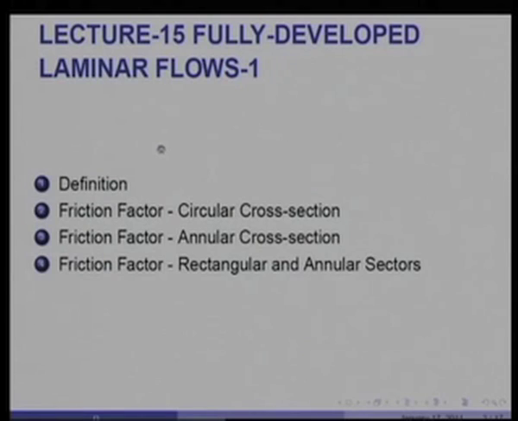Today we will look at fully developed laminar flow in a duct. We'll begin with definition, calculate friction factor for a simple circular cross-section duct as well as annular cross-section duct, and then somewhat more complex ducts like rectangular duct or an annular sector duct.